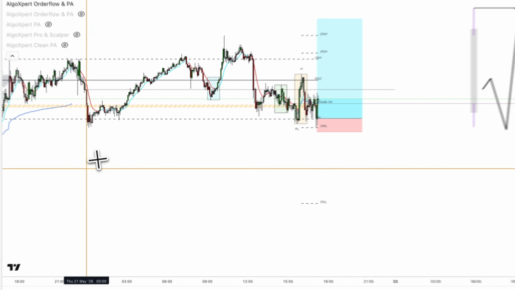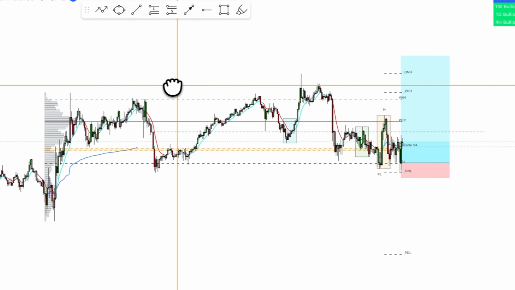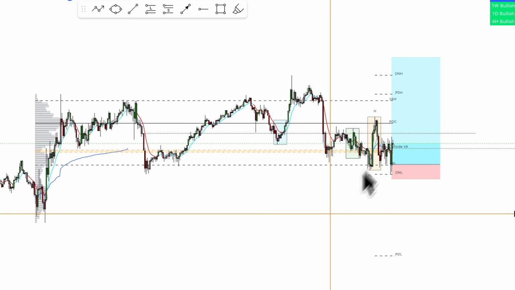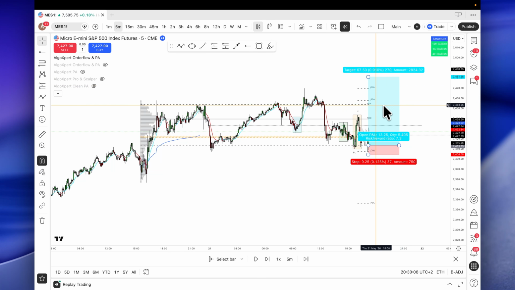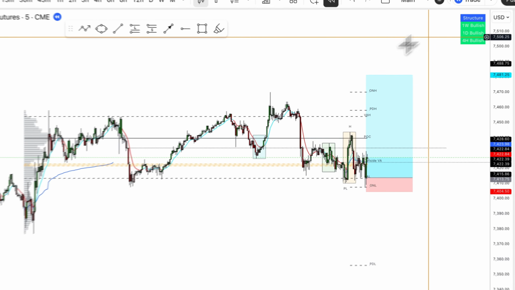But our take profit is based on the weekly, because on the weekly we are looking to swing it to the upside. And you see here, this alone is a 1 to 7. And imagine holding for more.